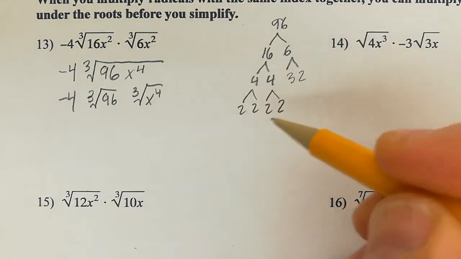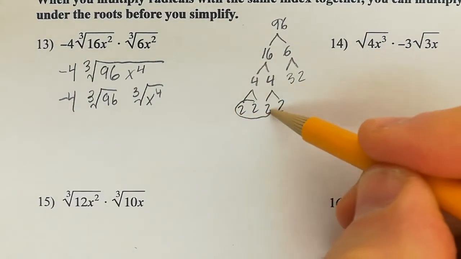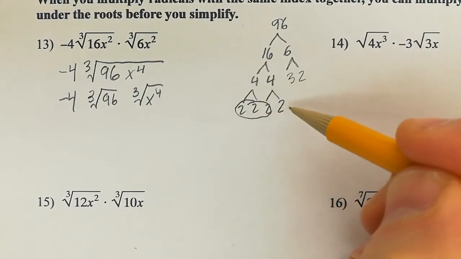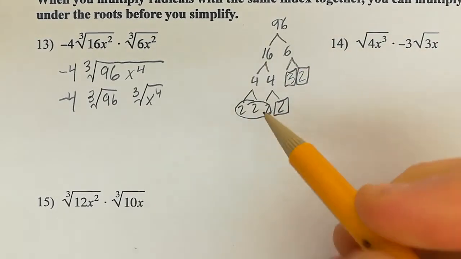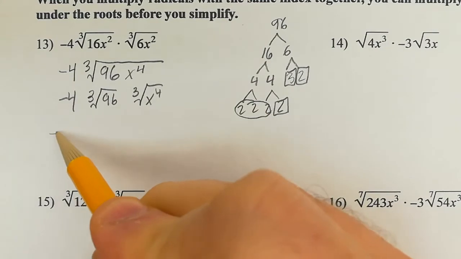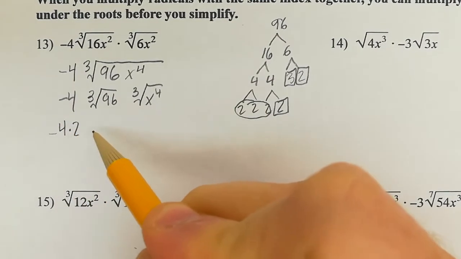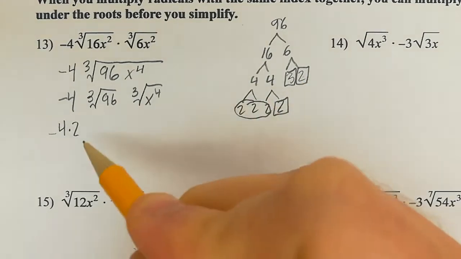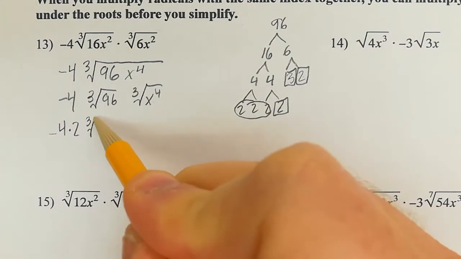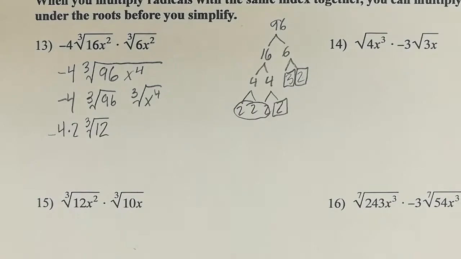Okay, so we need groups of 3. So we have a group of 3 2s, and then we're left over with 3 numbers, actually. So we can take a 2 out, and that's going to get multiplied by the negative 4. And then we're going to have a 2 times 3 times 2 left inside. That's going to be 12. Okay, so that's that part.